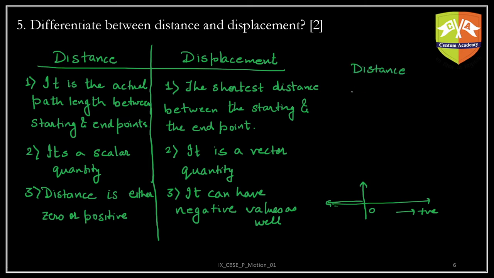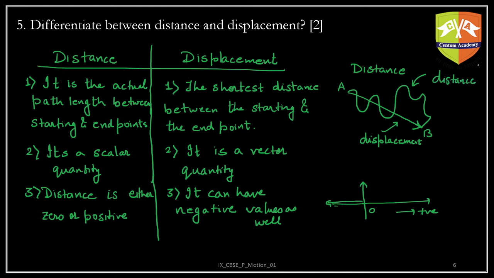So distance, you can draw a path like this. This is starting point A and B. Okay, and if you do this, you write this as displacement. This as displacement, no doubt. And this is distance. Okay, this is what the drawing can also be helpful here.